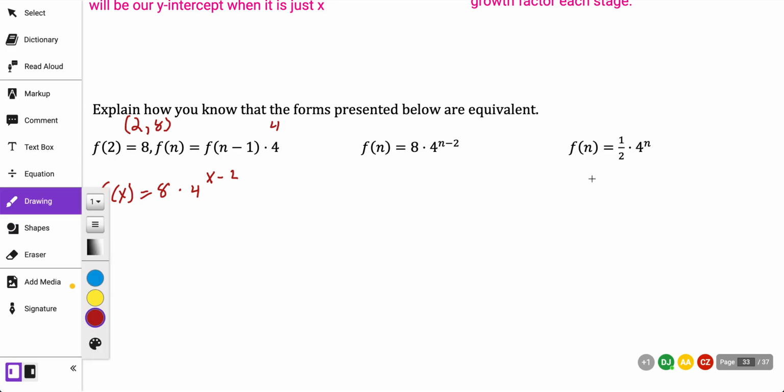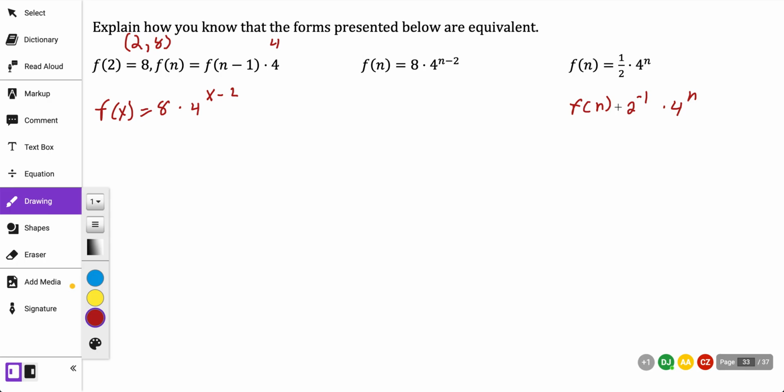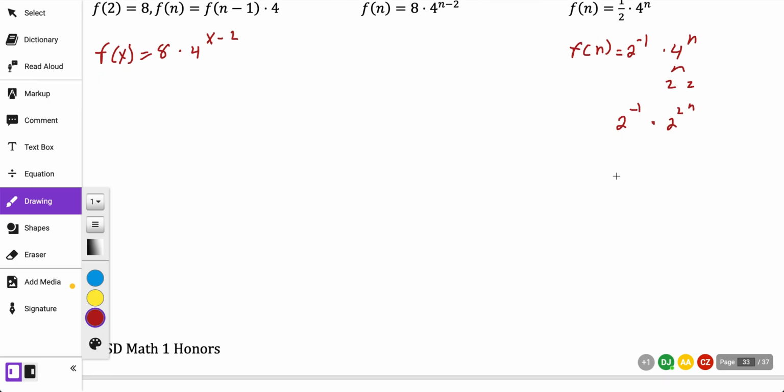Because this is saying f of n is equal to 1/2. And if I wanted that 1/2 to become on the numerator, that 2, this would be 2 to the negative 1. And then I would have times 4 to the n. Now when I look at that, I can't combine them at the moment because they don't have the same base. So I need to turn this 4 into 2 times 2. So I'm going to have 2 to the negative 1 times 2 squared to the n. And when I have a power to a power, I multiply. So this will be 2 to the negative 1 times 2 to the 2n. And when I multiply bases, I add the exponents to have 2 to the 2n minus 1.